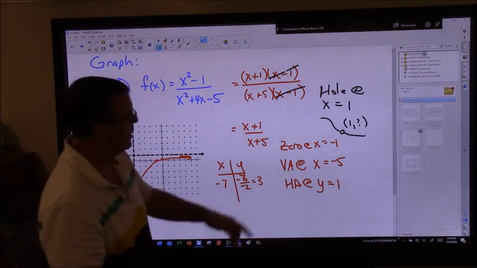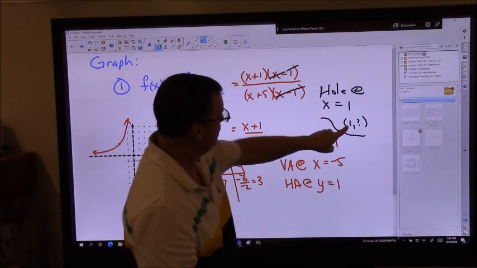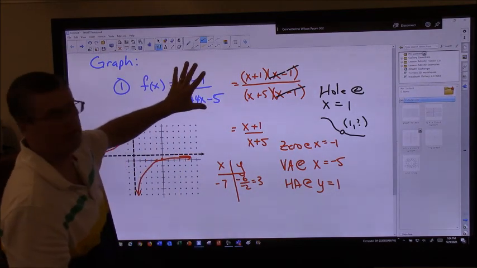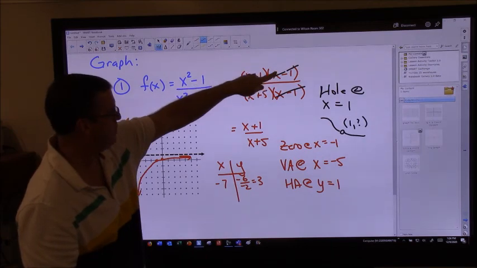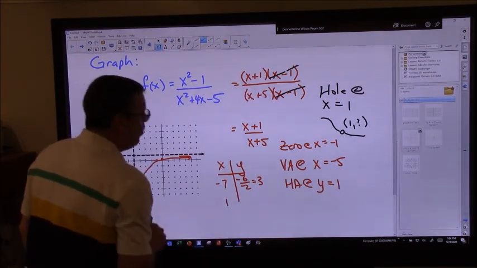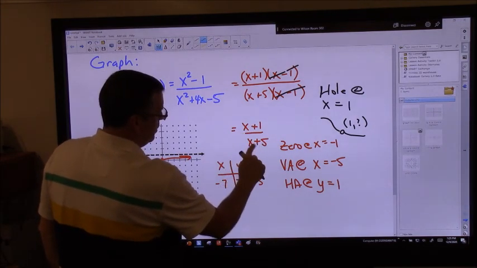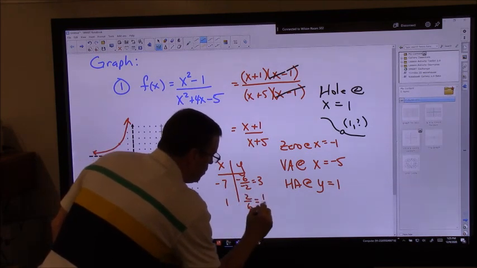Now, the only other thing I got to make sure I go back and check is we know there's a hole in the graph and it's at 1 comma something. I'm not going to plug in a 1 here because what I'll get is 0 over 0 because of that factor. I'm going to plug it in here to see what I get. So at 1, if I plug in a 1 here, I get 2. If I plug in a 1 here, I get 6. So 2/6 or 1/3.